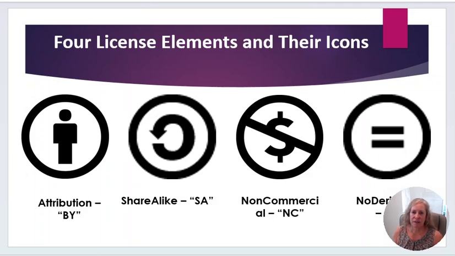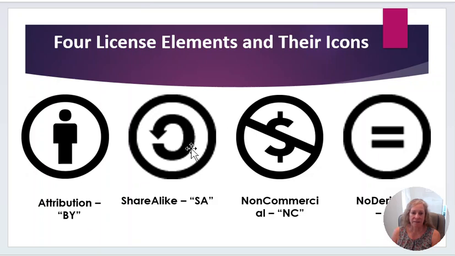And these are the 4 license elements and then their icons. So this icon with the person in the circle means attribution, BY. So if you see that, and that's all there is, it just means that all that needs to be included is who made the work originally. And attribution BY is included in all the licenses. So you always need to state who the artist or designer or educator originally was, who made the work.